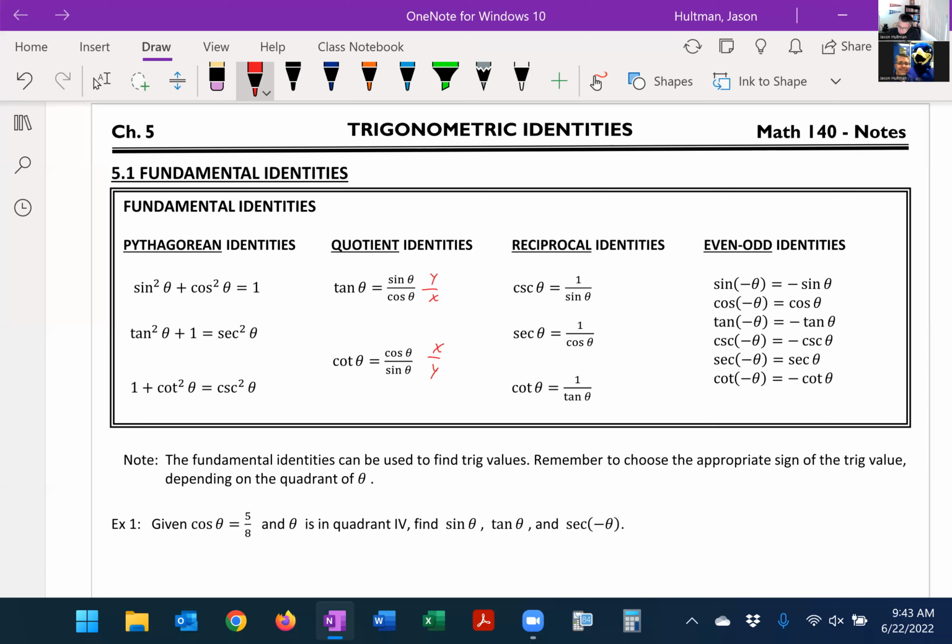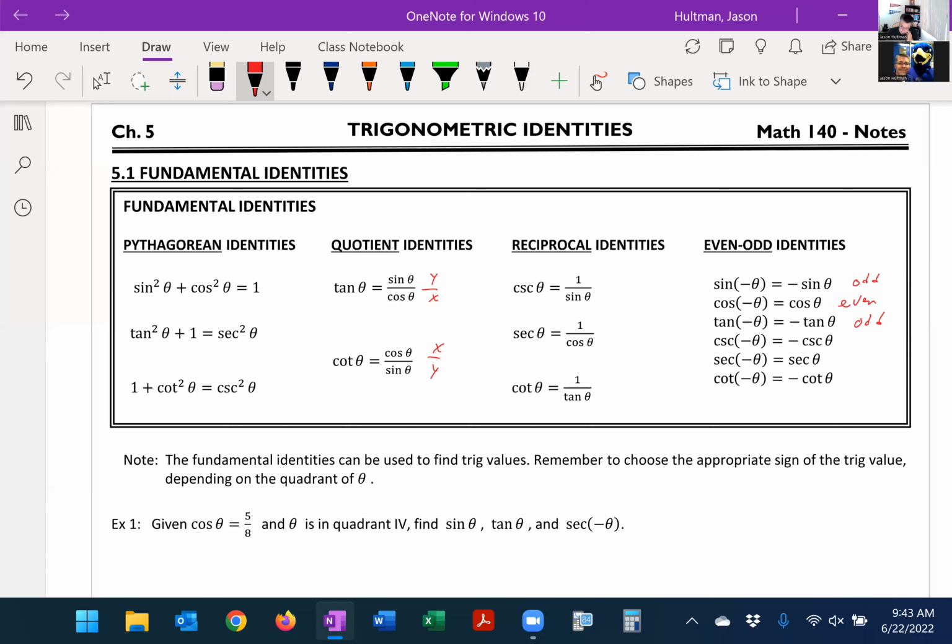Even and odd identities: the sine of negative theta is the negative of sine theta. So we would say that's an odd function, because the negative comes out. The cosine of negative theta is equal to just cosine theta, so they're the same regardless of whether theta is negative or positive. We call that an even function. Tangent of negative theta is negative tangent theta, that's an odd function.